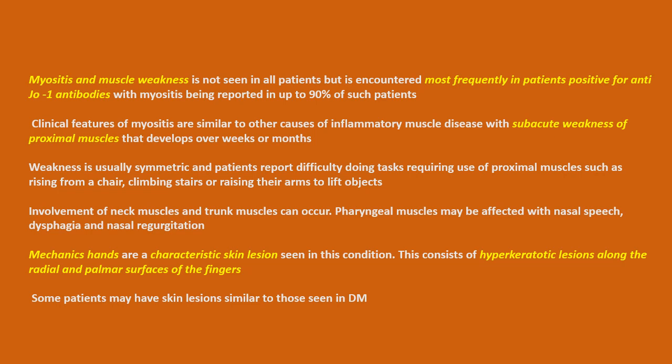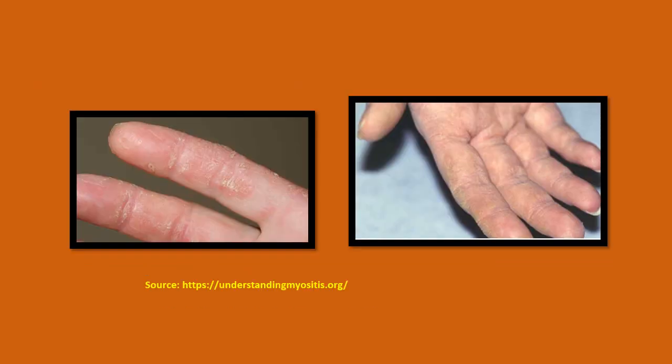Mechanic's hands are a characteristic skin lesion seen in this condition. These consist of hyperkeratotic lesions along the radial and palmar surfaces of the fingers. Some patients may have skin lesions similar to those seen in dermatomyositis. This figure shows an example of mechanic's hands with hyperkeratotic lesions along the palmar and radial surfaces of the fingers.